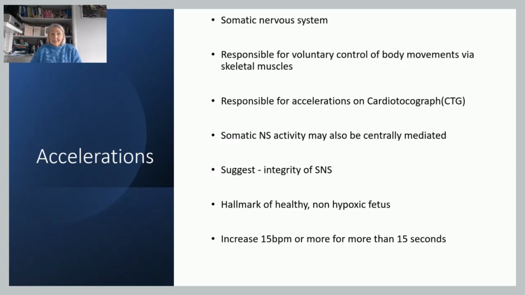And then accelerations. So accelerations are really under our somatic nervous system. Okay, so our somatic nervous system is responsible for all that voluntary control of our body movements via our skeletal muscles. And so these are responsible for the accelerations we see on the CTG.